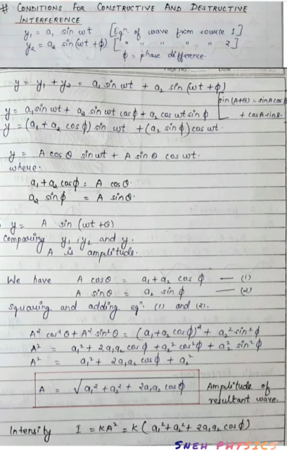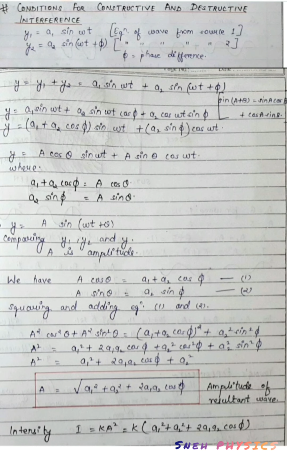Our topic is conditions for constructive and destructive interference. Before starting to learn about the Young's double slit experiment, we'll first understand the conditions for constructive and destructive interference. For this, we have already learned from my previous lectures the superposition principle. So we'll apply the superposition principle to find out the condition for constructive and destructive interference.